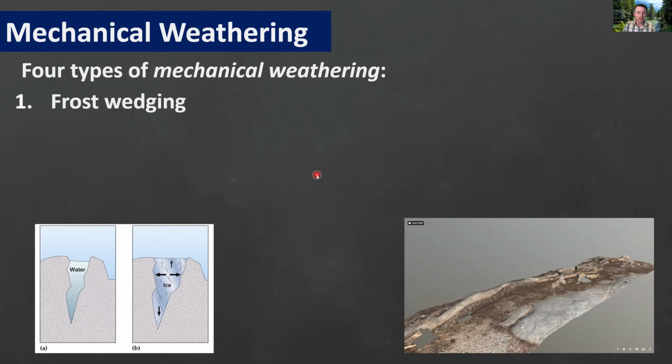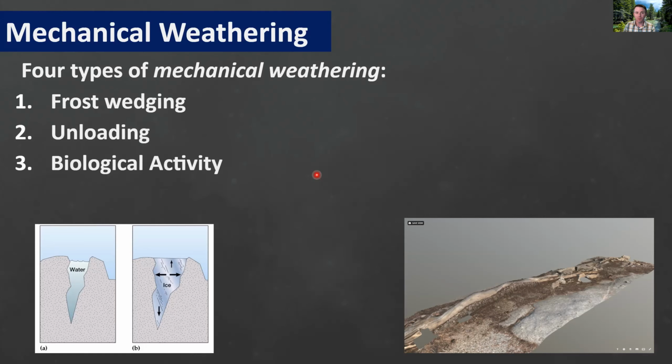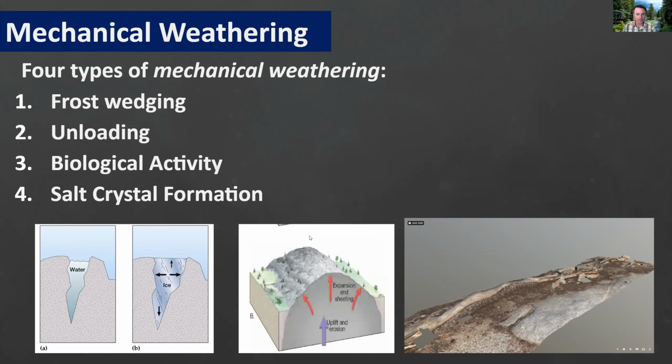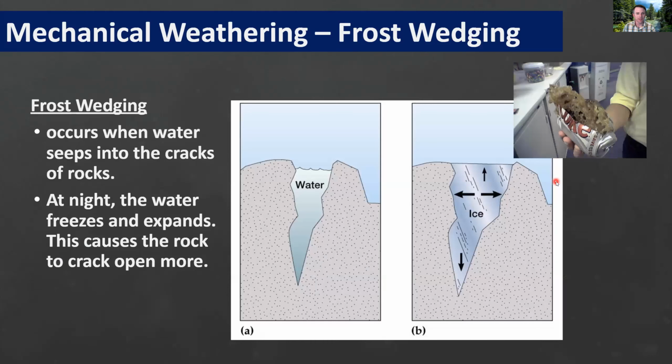There's 4 types. So one that's called frost wedging. There's one called unloading. There's one called biological activity, and then salt crystal formation that can cause this mechanical weathering. And I'll give you some really cool examples here right now. Oops, I forgot that one was there.